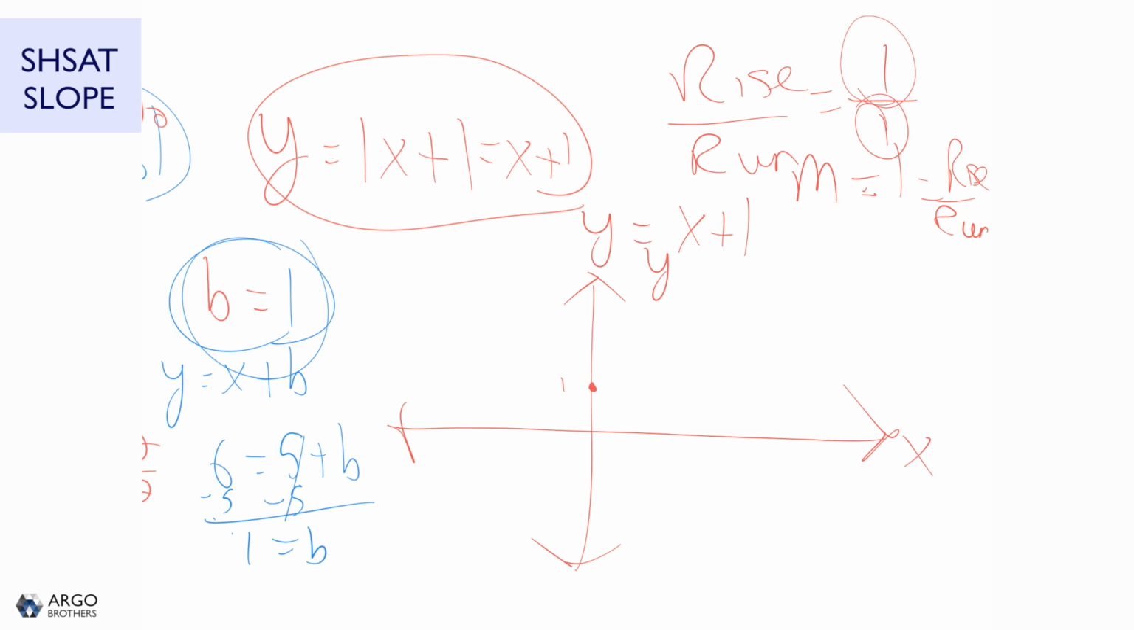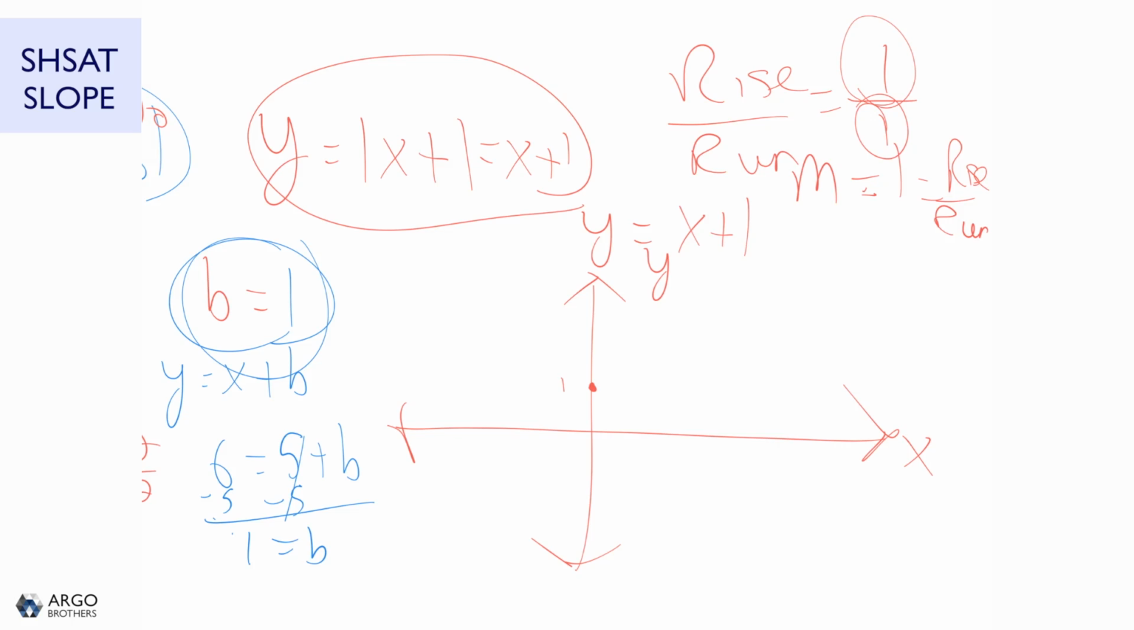Remember what rise and run mean. Rise means to go up or down. If it's negative, you go down. If it's positive, you go up. And run means to go right or left. If it's positive, you go right. If it's negative, you go left. In this case, our rise is 1 and our run is 1. So that means we're going to go up 1 and to the right 1 to make our line.